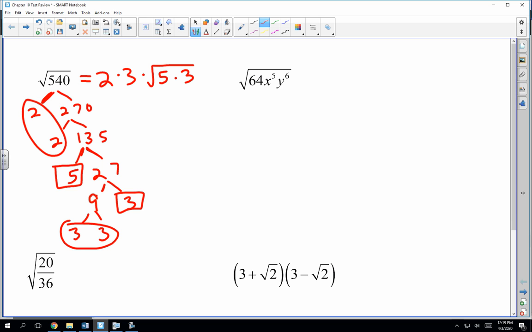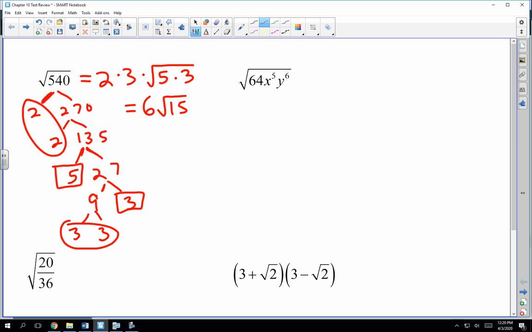And things that are not under the radical will get multiplied together. 2 times 3 is 6. And things underneath the radical, the 5 and 3, will also get multiplied together and give us 15. And that's our simplified radical form of square root of 540. And so 6 root 15, it's an exact answer. It's simplified. There are no other perfect squares to pull out of that 15. And we're done with that.